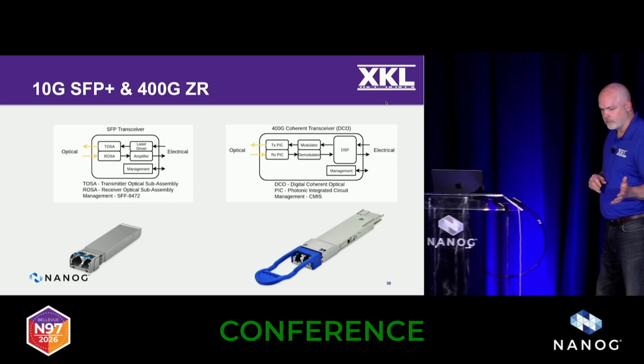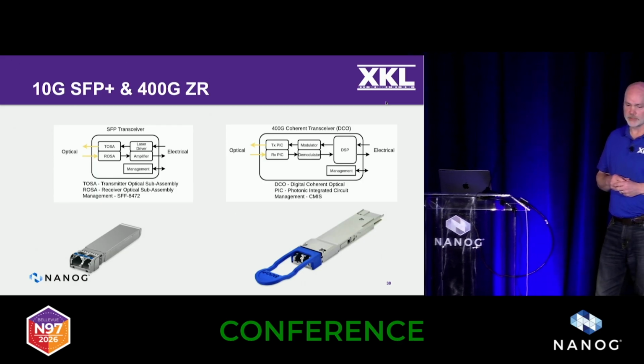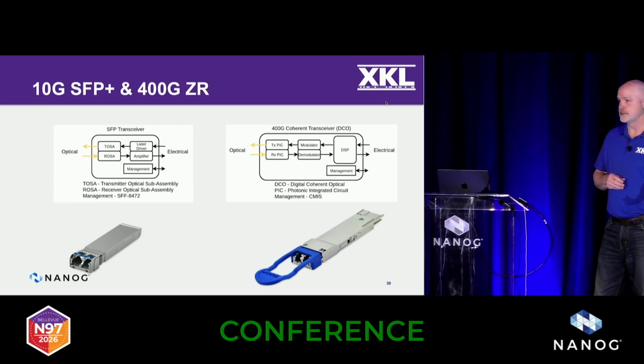Now let's jump way ahead to 400 gig and 400 gig coherent specifically, but this also applies to some of the longer reach non-coherent stuff. And the TOSA is now a much more complicated optical assembly, photonic integrated circuit. It's got a muxponder interferometer. It's got, you know, a more powerful laser. It has an amplifier. It's got a lot more stuff.